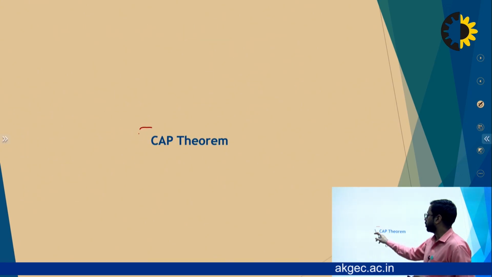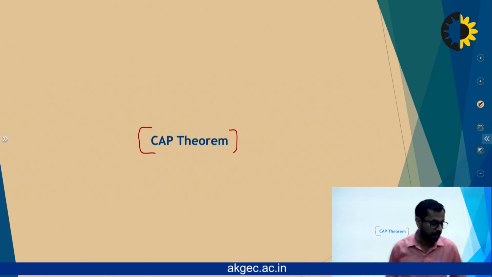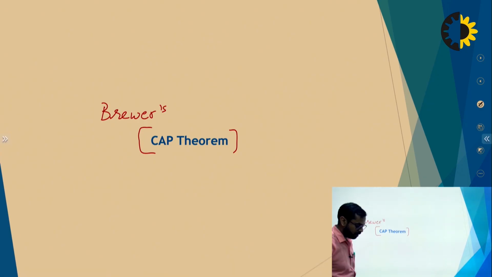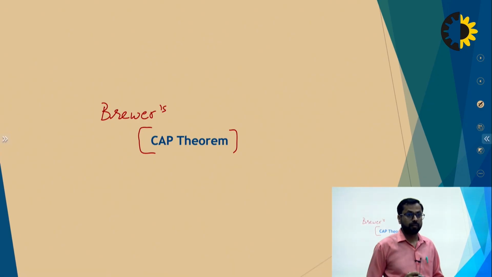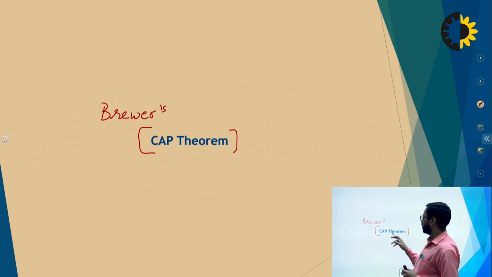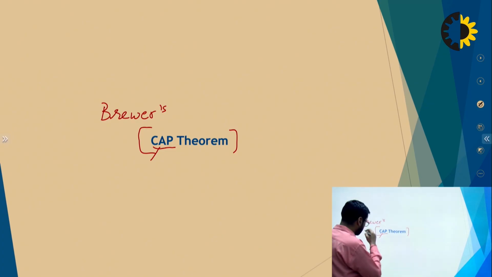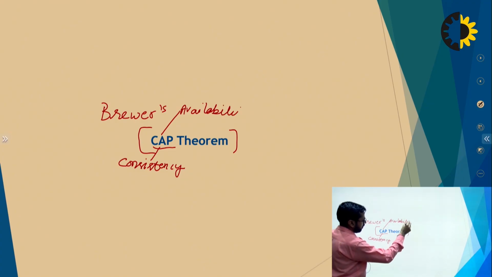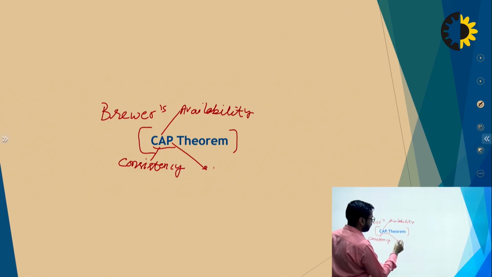The next one is the CAP theorem. It is Brewer's CAP theorem, which provides a mechanism in the big data analytics tool or big data concept, where CAP stands for: C stands for consistency, A is availability, and P stands for partition tolerance.